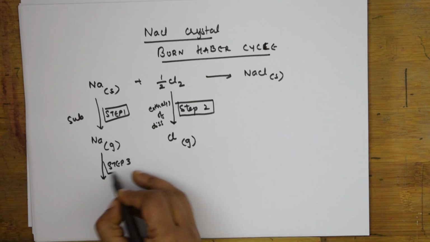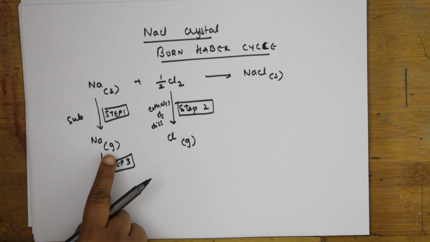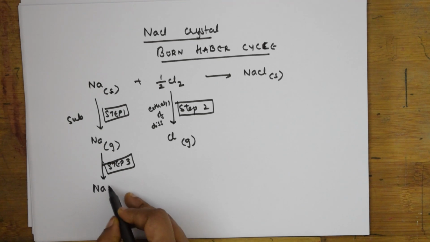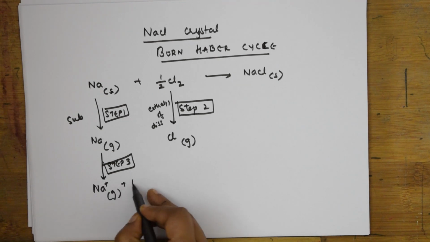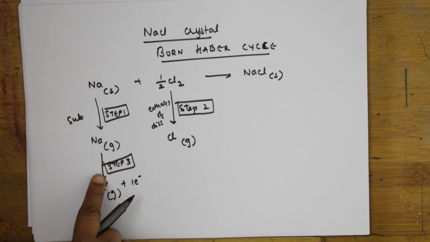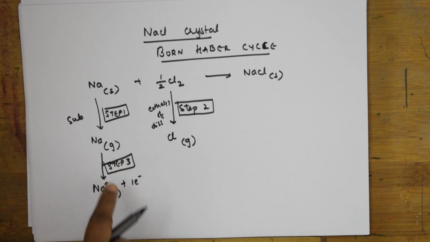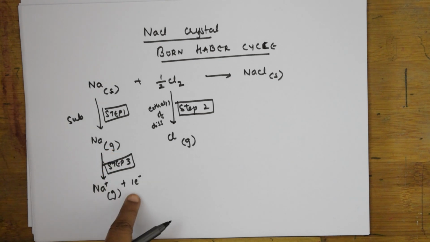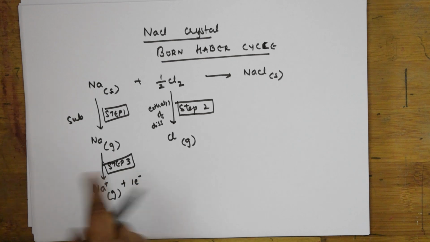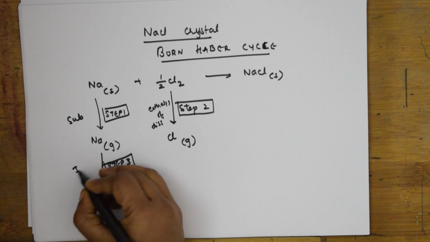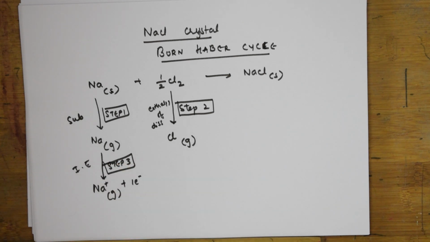So in step 3, what is going to happen? Here, the gaseous sodium atom is going to convert into sodium ion by losing one electron. So what is this process called? The process of converting the gaseous sodium atom into sodium ion is called enthalpy of ionization. You are removing one electron from the valence shell, and the process of removing an electron is nothing but ionization enthalpy, isn't it? So this is called ionization enthalpy or ionization energy.